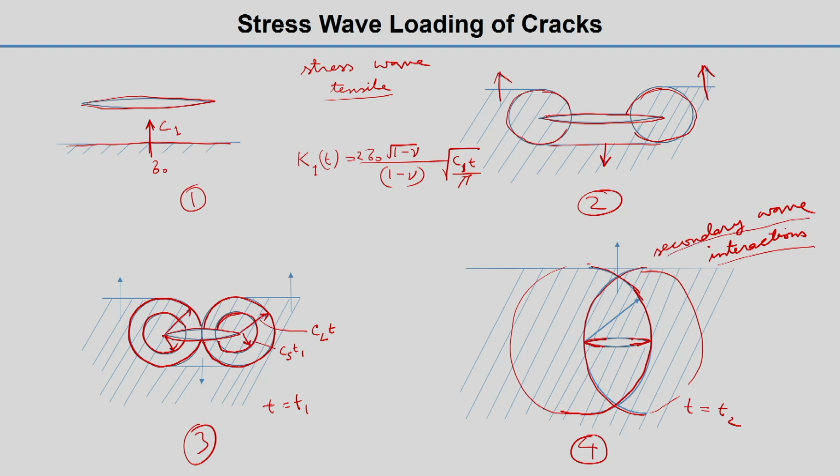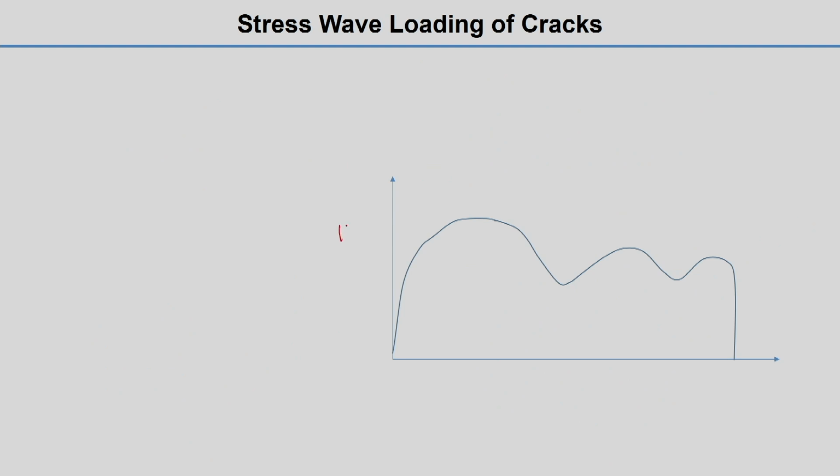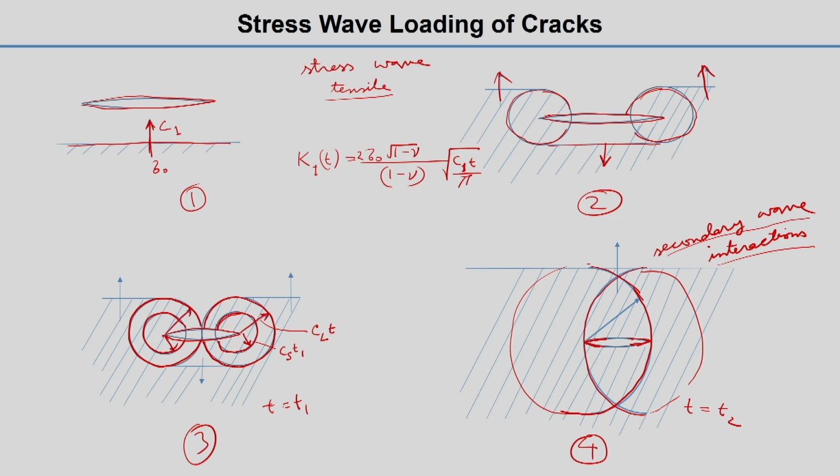So these secondary fluctuations in the stress strain. This plot shows fluctuations in KID divided by KI static, that means the stress intensity factor, with respect to time. These fluctuations can be attributed to the secondary wave interaction. Basically, in step 3 you can see that due to the expansion of the shear wave and the longitudinal wave, the loading of the crack increases.